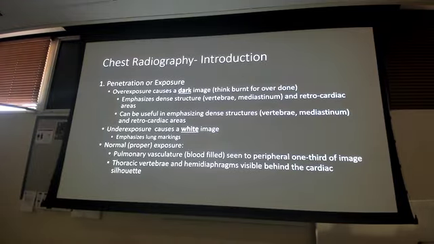So, this is everything that I just said on that picture, right? Overexposure causes the dark image, think burnt or overdone. Underexposure causes a whiter image. It emphasizes the lung markings a lot more than it should. In normal exposure, you should be able to have the peripheral 1/3 of the image with the vasculature, thoracic vertebrae, and hemidiaphragms visible behind the cardiac silhouette.